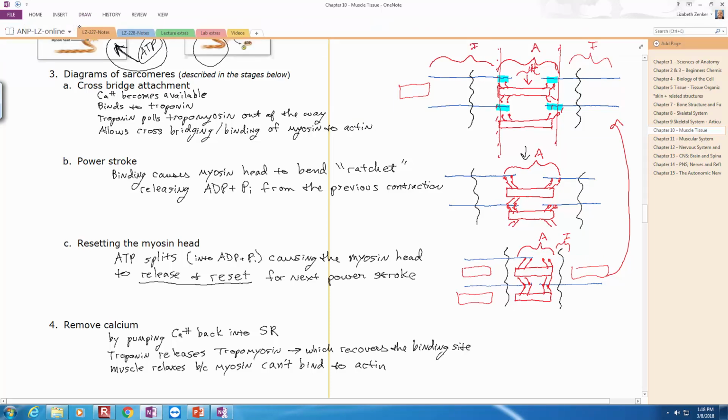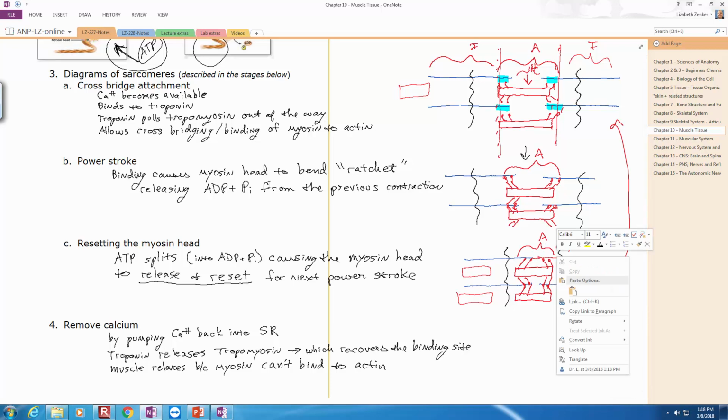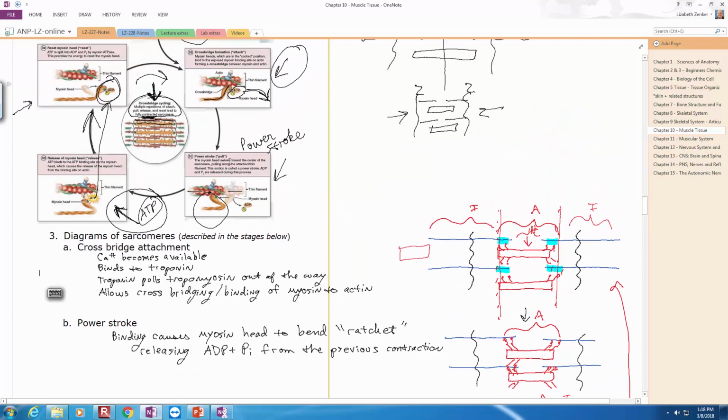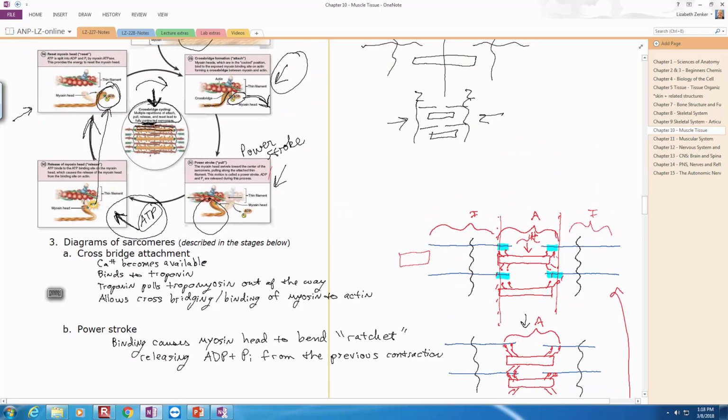It could fully disappear if you contracted so hard that the actin filaments completely touch each other. It's possible. Looking at the diagram we have with the bones, this one right here shows no H zone because the actin is completely overlapping and covering the myosin all the way through. So you would not see an H zone on the fully contracted one. But we don't always contract that hard.